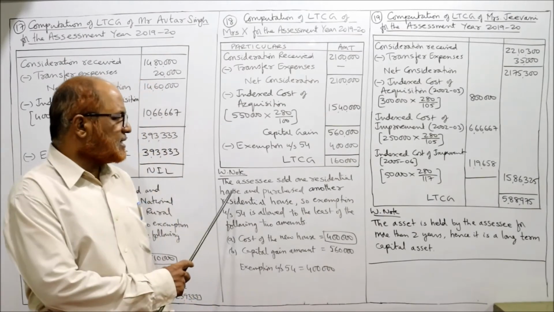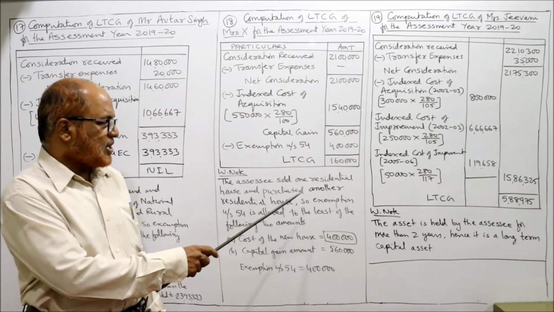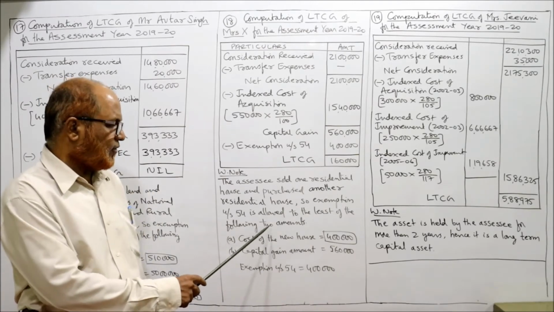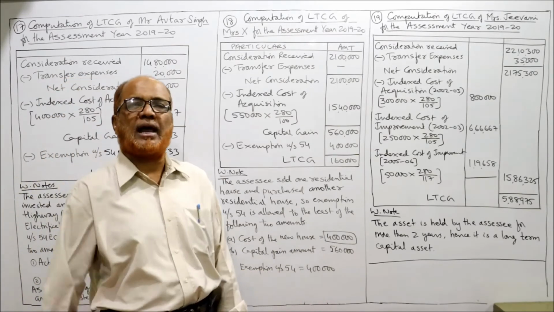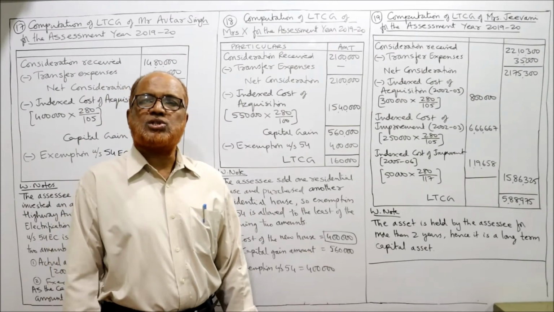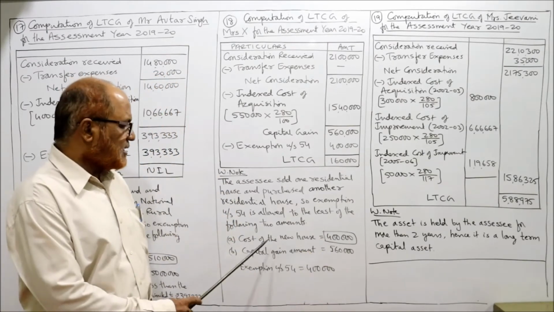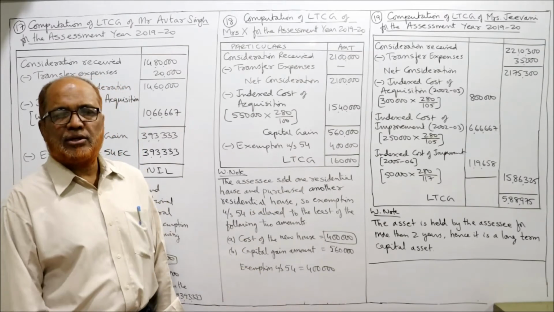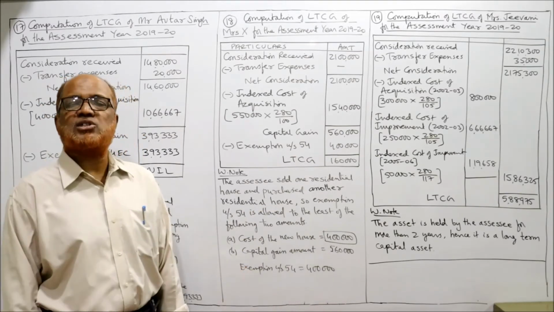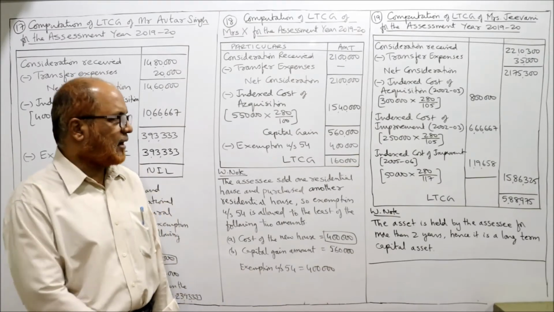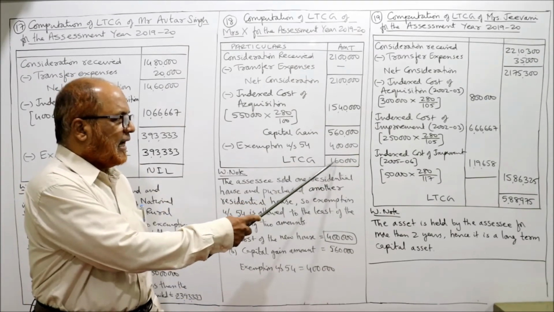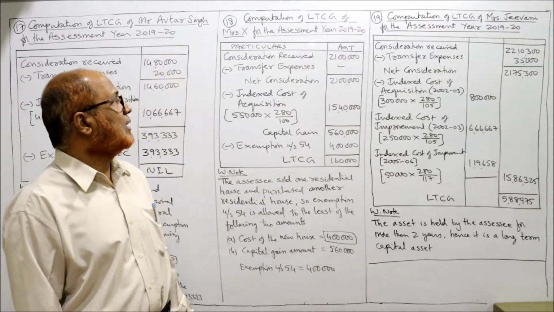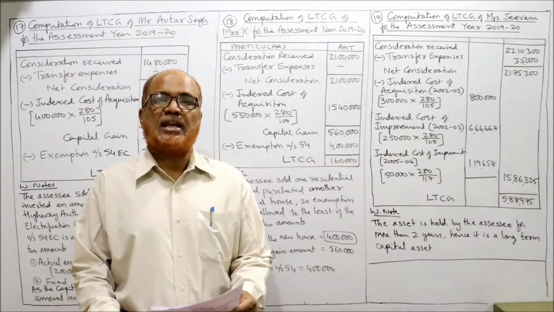That's all. So the assessee sold one residential house and purchased another residential house. So exemption is allowed under section 54 to the extent of the least of the following two. The cost of the new house is 4 lakh, given in the problem. And the capital gain amount is 5,60,000. Whichever is least, so 4 lakh rupees is least. So exemption is given up to rupees 4 lakh. LTCG is 1,60,000. That's all. This is the end of problem number 18. Now see the 19th problem.